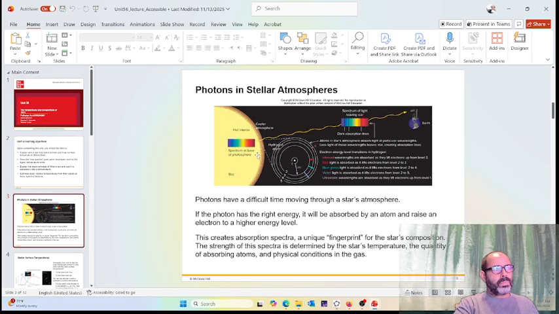Again, the journey of a photon from inside the core of the star all the way to its surface takes a long time. But when it does, it's going to go through the atmosphere of the star, or at least the gases that exist immediately above the photosphere of that star. One of these gases is hydrogen. Hydrogen has well-known spectral lines. We know exactly what emissions hydrogen does.